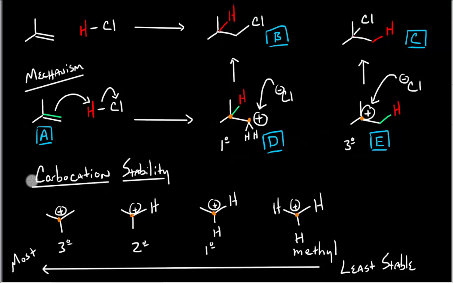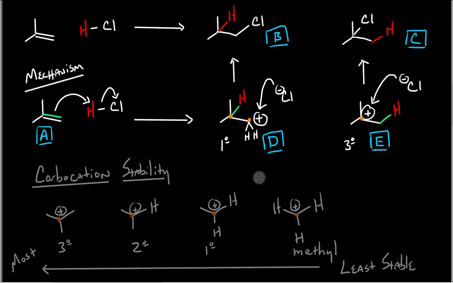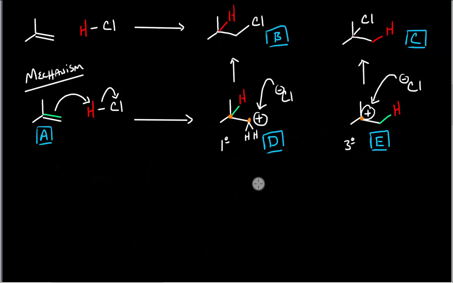So we then said that carbocations could be ranked by stability depending on their structure. And from there, we're going to try to answer a very important question, a question that we'll try to answer over and over again: this major/minor product question. So which one is the major and which one is the minor? Is B the major product that will result, or will C be the major product?